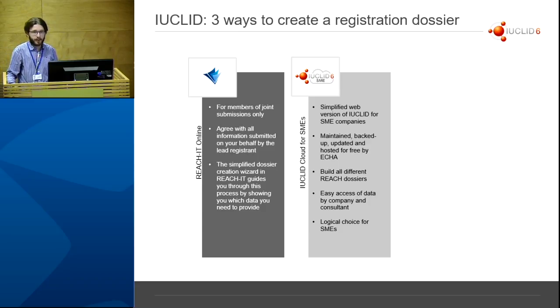Then in April this year, we launched this Euclid 6 Cloud version for SMEs, and Tommy will give you more information about this. This is a simplified web version of Euclid for SME companies. You will see the added value of this version presented by Tommy, but it can be used by anybody who wants to prepare a registration dossier, member or lead. It provides all the tools that Euclid provides, because you can switch to also the more advanced user interface. But it's only available for SMEs for the registration dossier preparation.